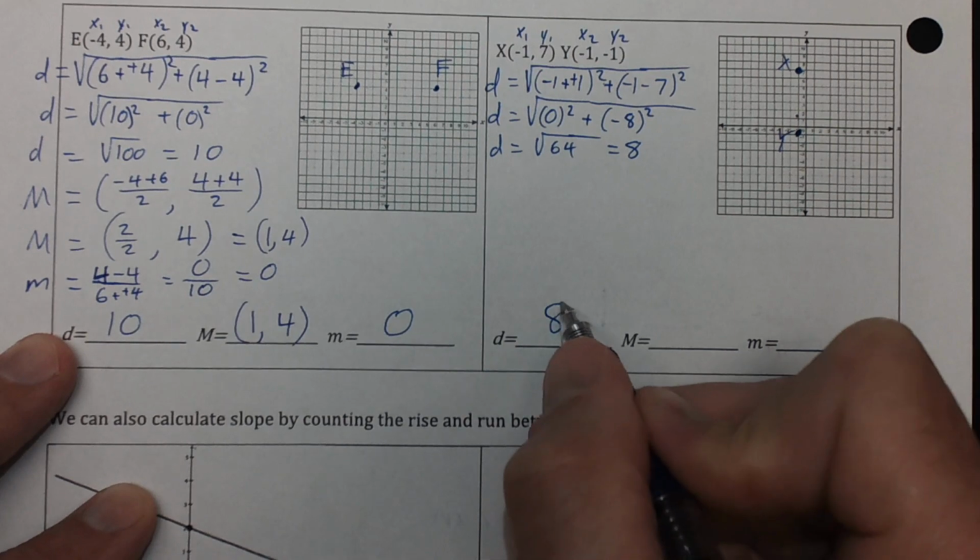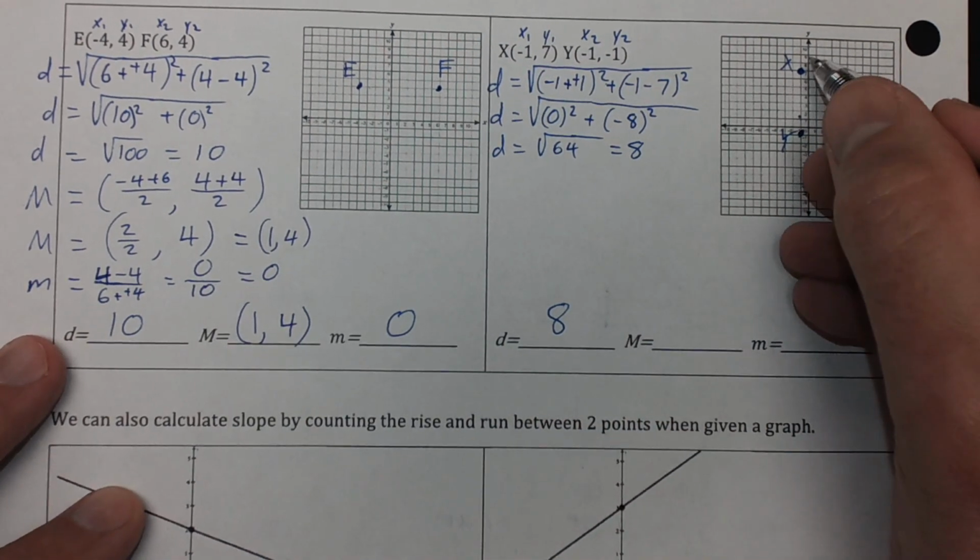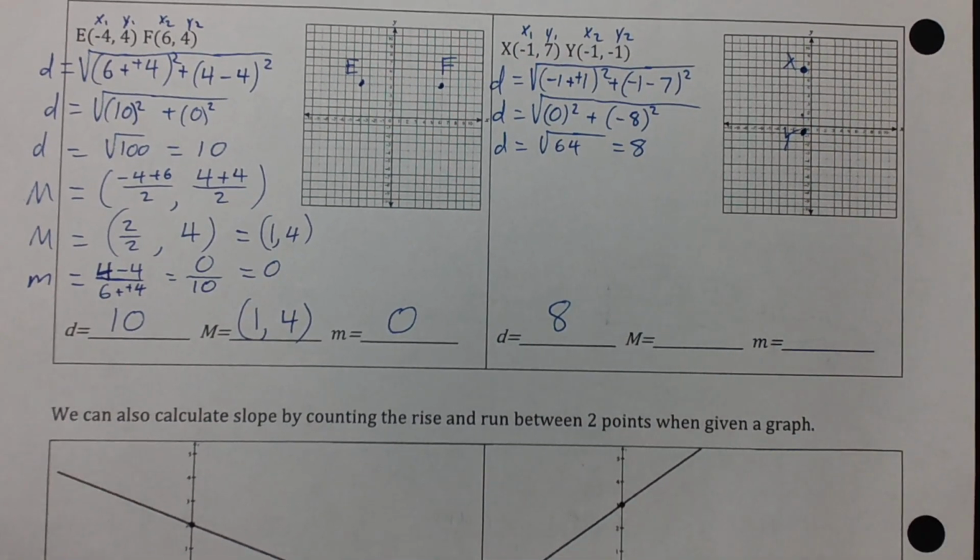So again, we had a whole number. And this is really like going on a number line again, because you're just going straight up and down. We didn't actually go left or right at all.